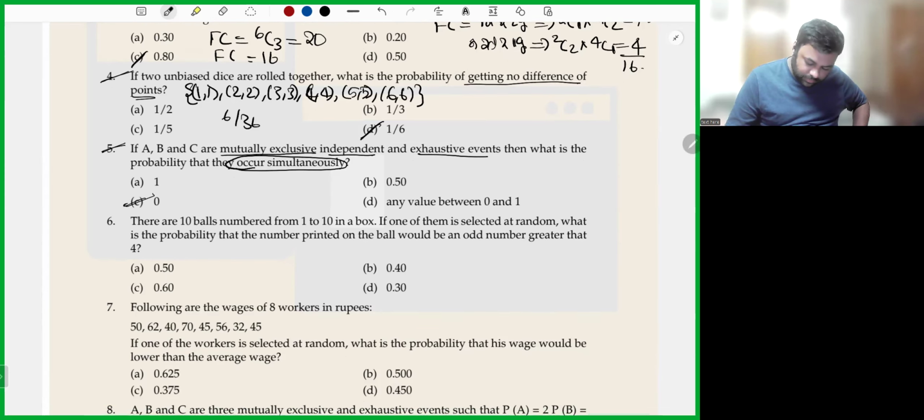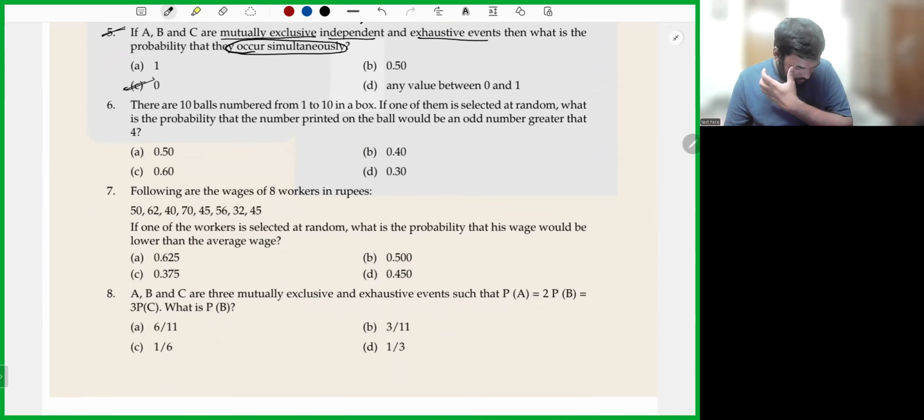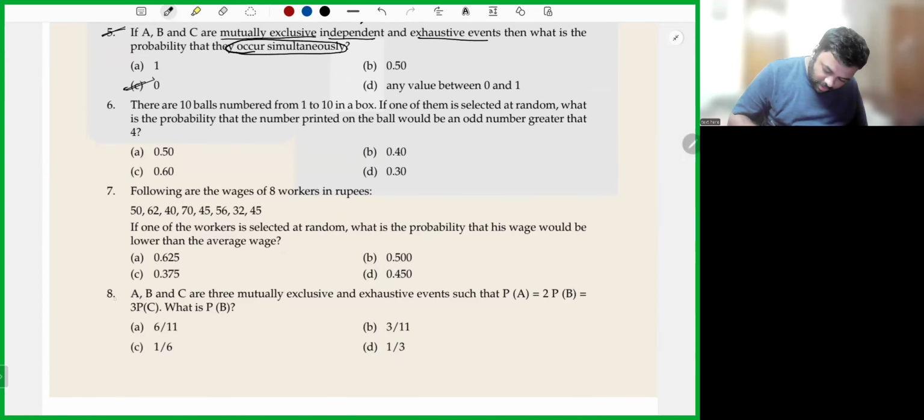Next. Already 8th one we have done, my dear friends. In examples, we have done this 8th one. We got 3 by 11. Now 6th one. That 10 balls. Total cases are 10.